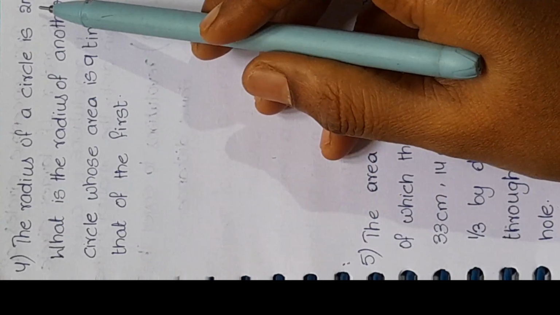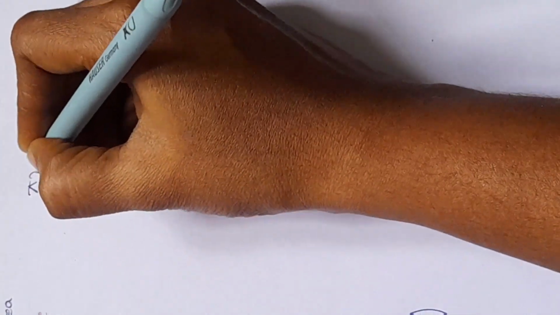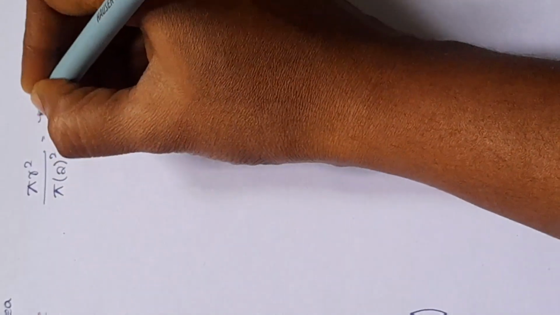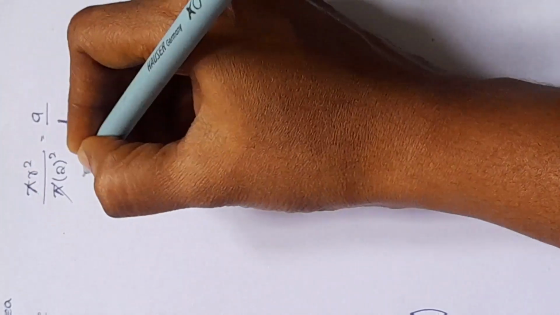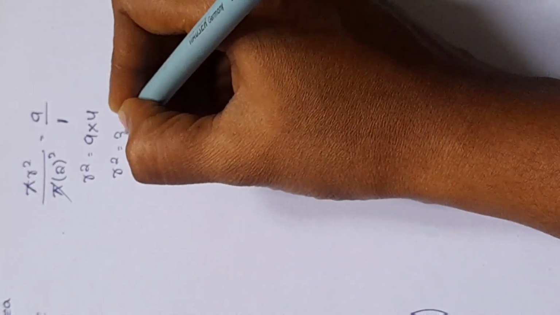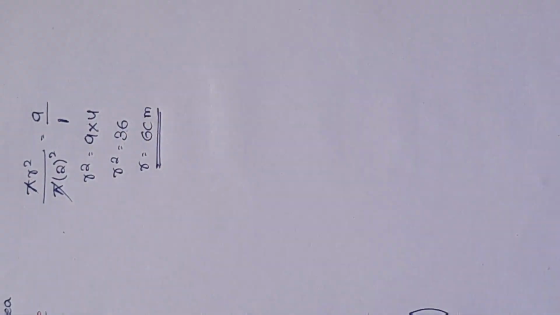Question number 4. The radius of a circle is 2 meters. What is the radius of another circle whose area is 9 times that of the first one? From the question, area of the circle formula is pi r square by pi 2 square is equal to 9 by 1. Pi and pi get cancelled. R square is equal to 9 into 4. R square is equal to 36. R is equal to 6. This is the radius of the other circle.